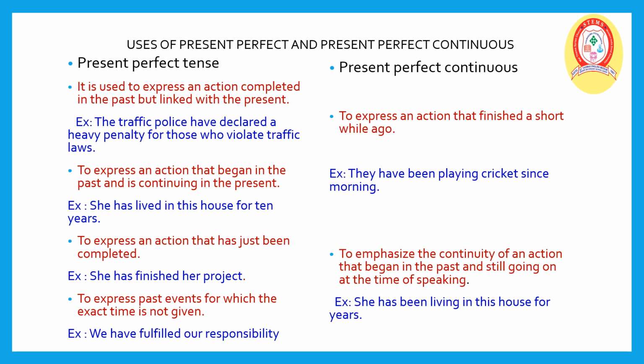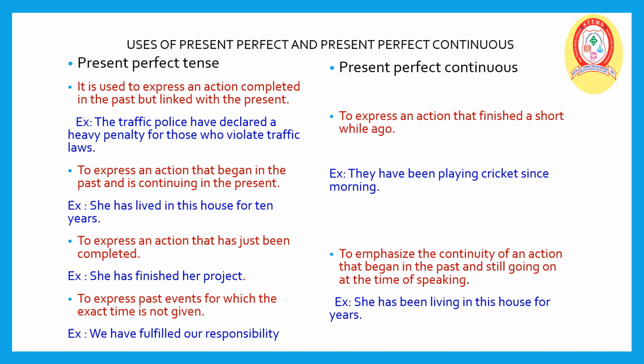Example, the traffic police have declared a heavy penalty for those who violate traffic laws. Means it's an action completed. The traffic police have declared a heavy penalty. Penalty is the fine. So they have already declared that we will collect 500 or 1,000 rupees if we don't wear a mask. So that has already been declared. It's a completed action, but it is linked with the present. Those who violate the traffic rules, or those who violate by not wearing the mask, will be made to pay the fine. So it expresses an action completed in the past, but it's linked to the present also.